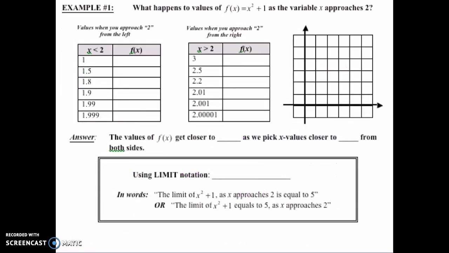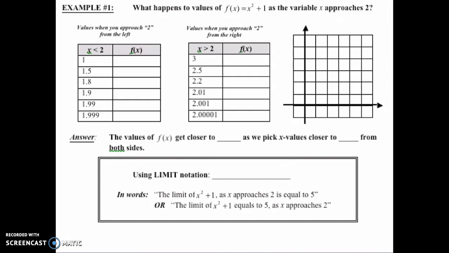So now let's take a look at a math example. So here we have a function, f of x equals x squared plus 1, and we want to know what happens to the values of this function as the variable x approaches 2. Okay? So if we're going to approach 2 from the left-hand side of 2, that means that we're looking at values that are smaller than 2, but are getting closer and closer and closer to 2. So I'm going to start with 1, and I just used my calculator and typed these values in. So I'm just going to go ahead and fill in the table.